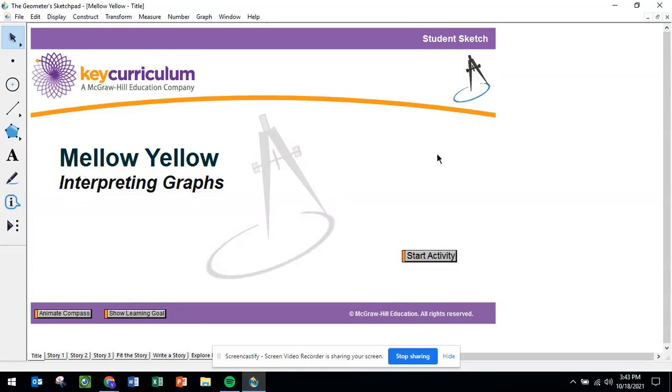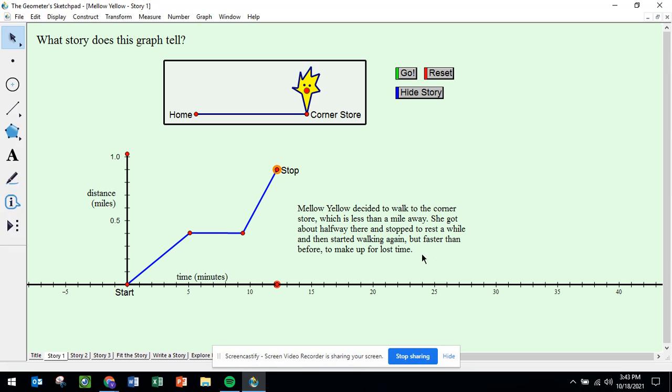So in this video, we are gonna look over some distance and time graphs. Let's begin. So we have Mr. Mellow Yellow over here, and he decides to walk to the corner store, which is less than a mile away. So I guess Mellow Yellow is a she.